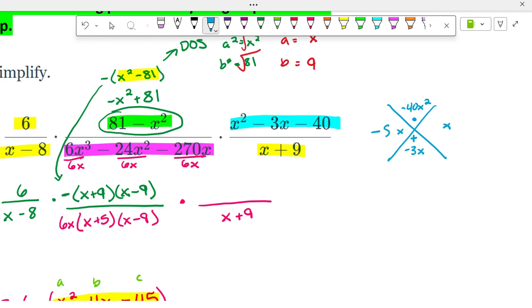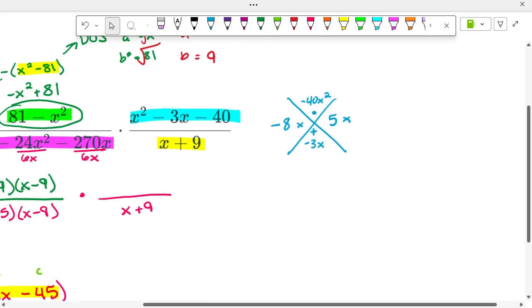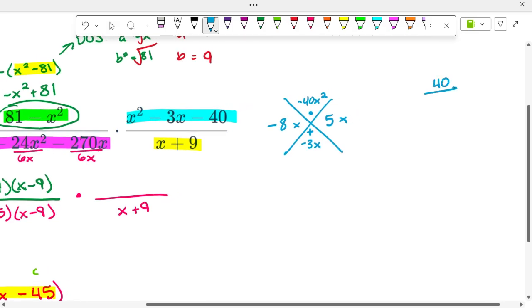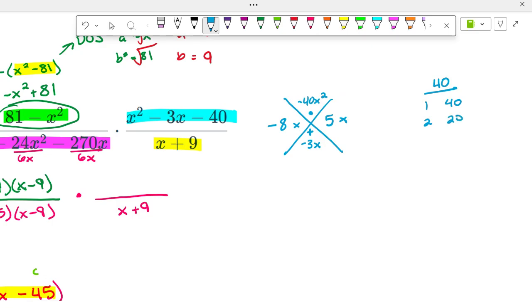Negative 8 and positive 5. Remember, if you don't know, just start listing factors of 40. So we have 1 and 40, 2 and 20, 4 and 10, 5 and 8. Ding, ding, ding, we got a winner. If we make one of those negative, it'll subtract to give me negative 3. In this case, it'll be the negative 8.